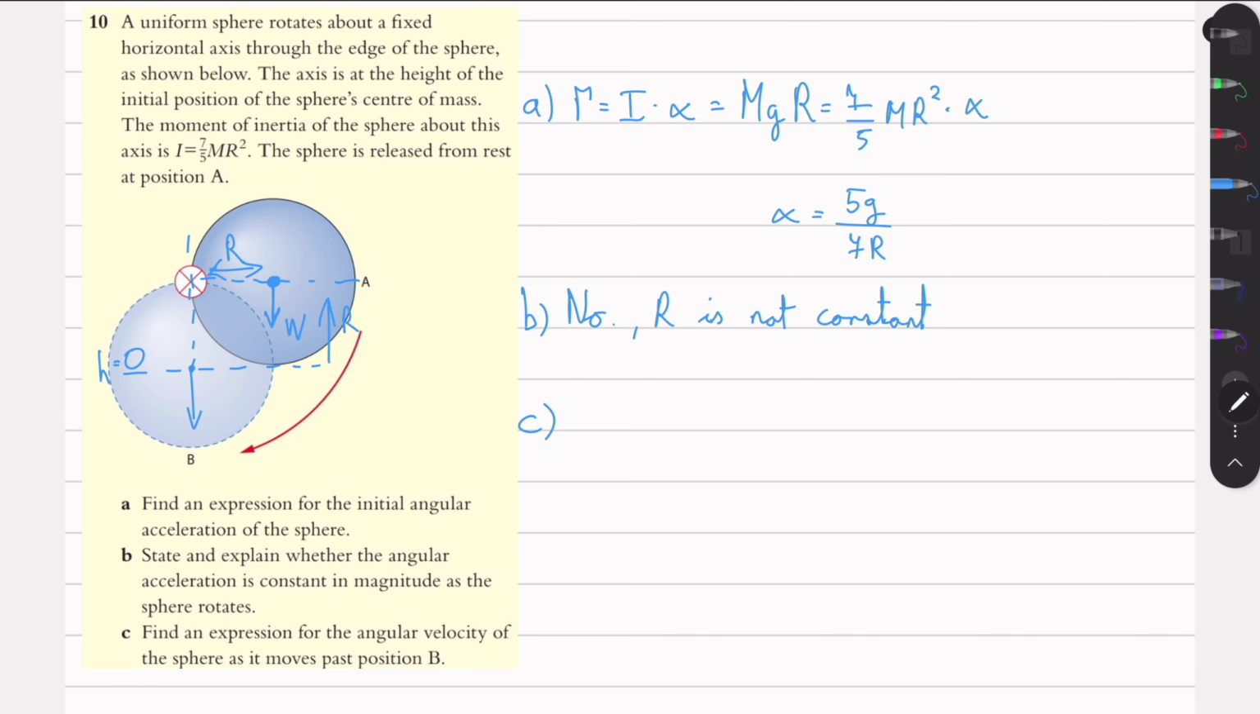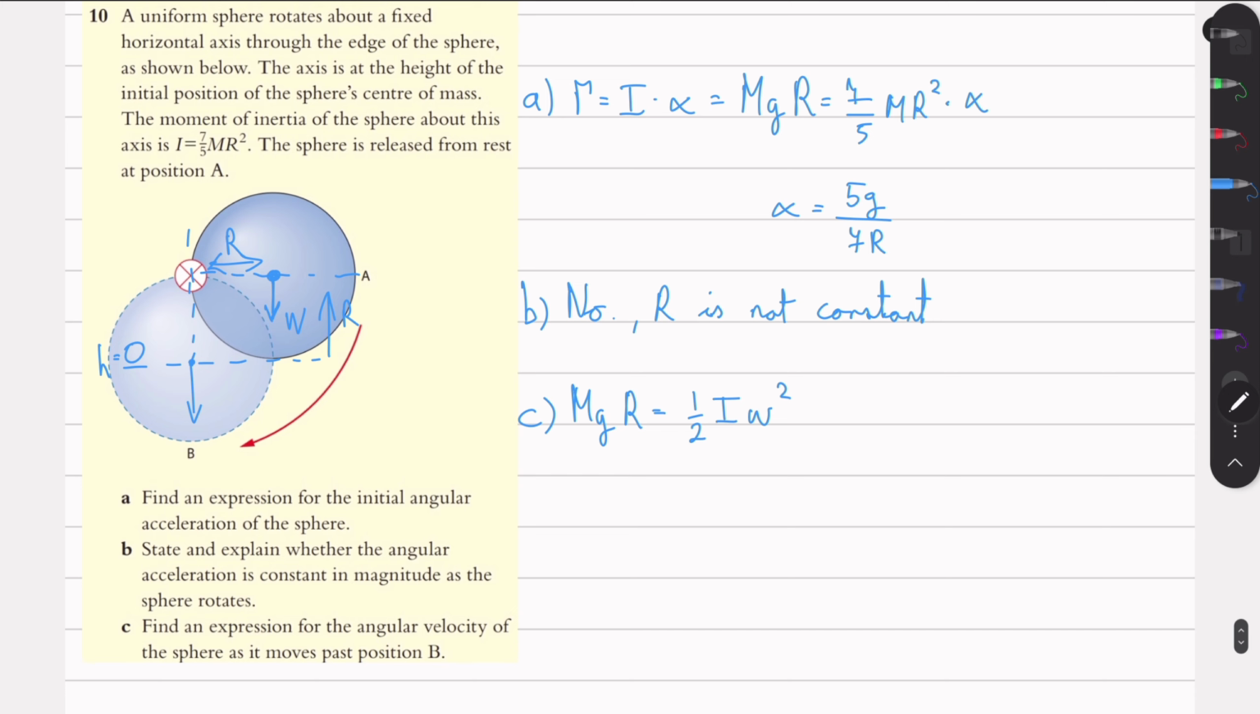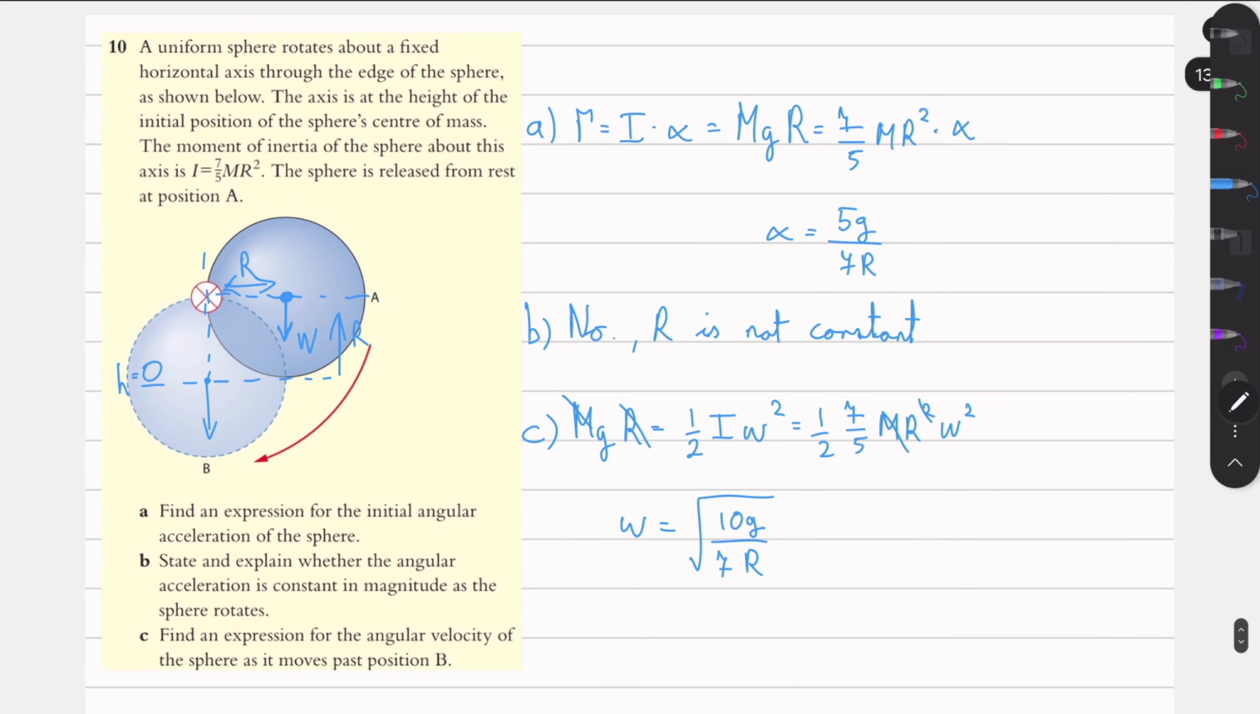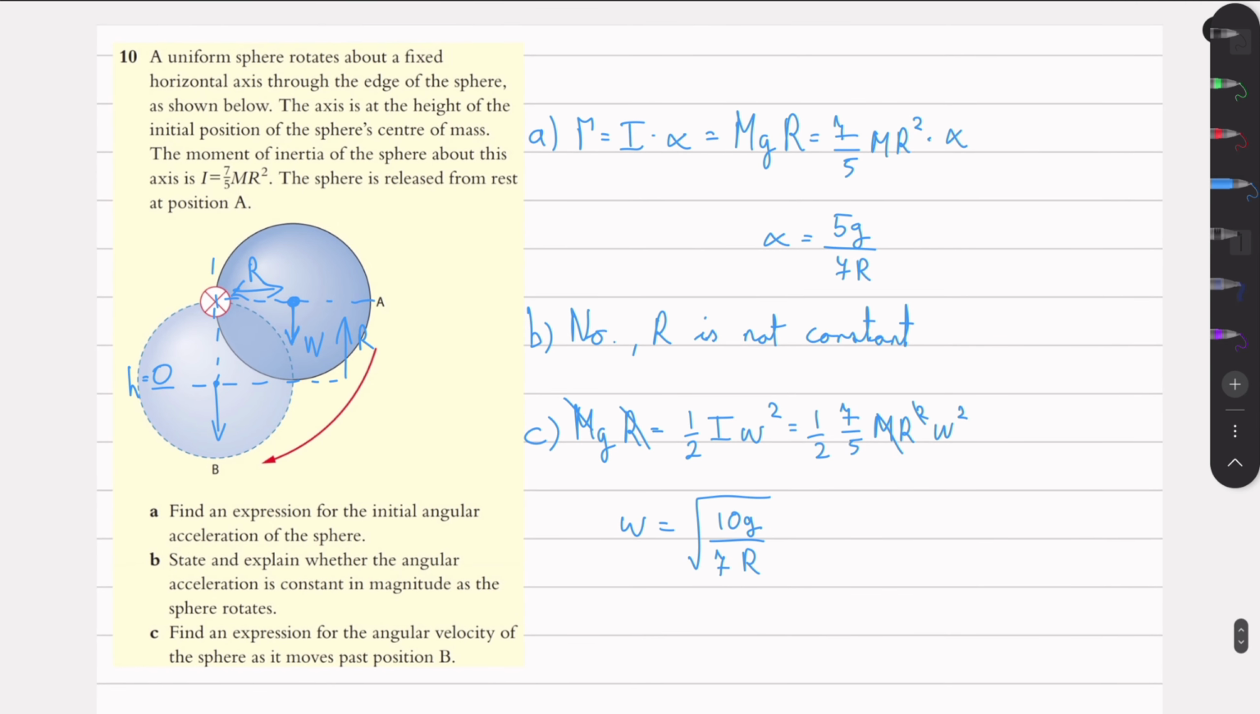then at the start we are at a height of 0, so we have mgr, and at the end we will only have rotational energy, so like this. And so what we need to rearrange for is omega, so we know the angle, we know the moment of inertia, mr squared times omega squared, and we just need to rearrange for omega from here. So we will find it as root 10g over 7r, like the r cancels out, the m cancels out, and then we can just rearrange to find this expression. So that was the last question for this video, and see you in the next one.